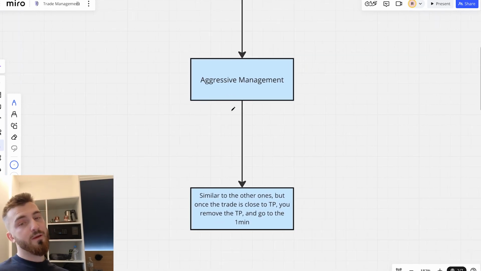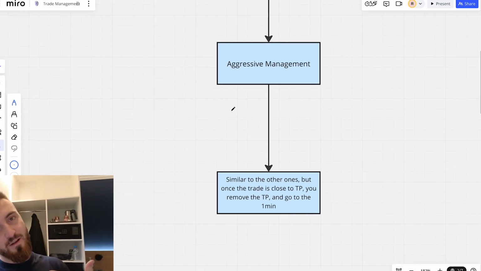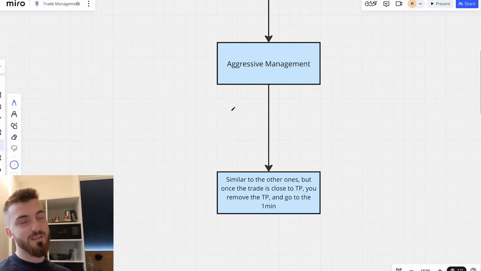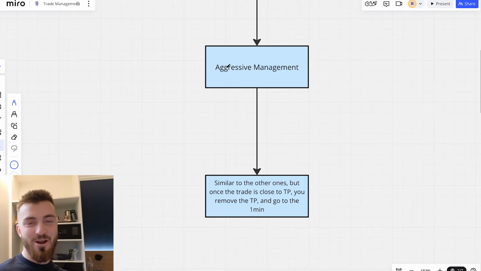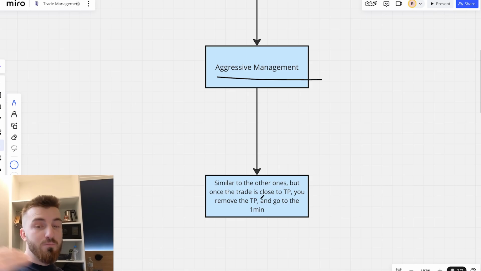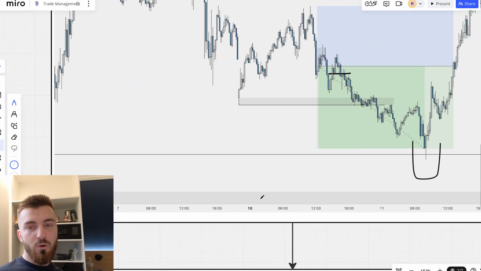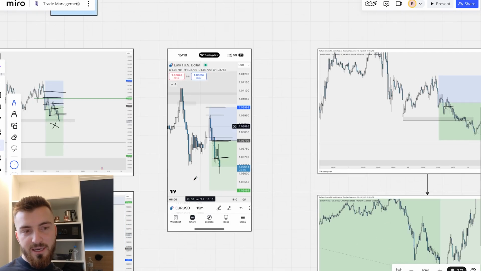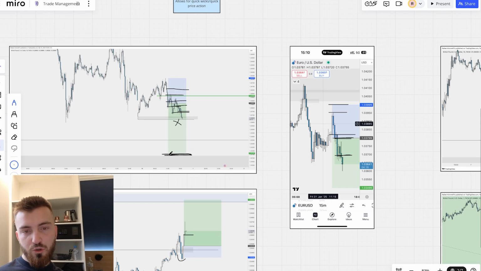Now, last one, again, I'm just going to talk against myself because I'm going to tell you keep it simple, yet I'm going to give you a possible aggressive risk management that is basically discretion based, but whatever. It's going to look a little bit complicated. So, okay, I might have talked against myself there, but aggressive risk management is similar to the other ones, but once the trade is close to take profit, you remove the take profit and you go to the 1 minute. So, this is where the trade was close to take profit, and basically right here, I removed the take profit, which was all the way down there, because there was a possibility that the market was going to go to 1 to 2, which was right here.